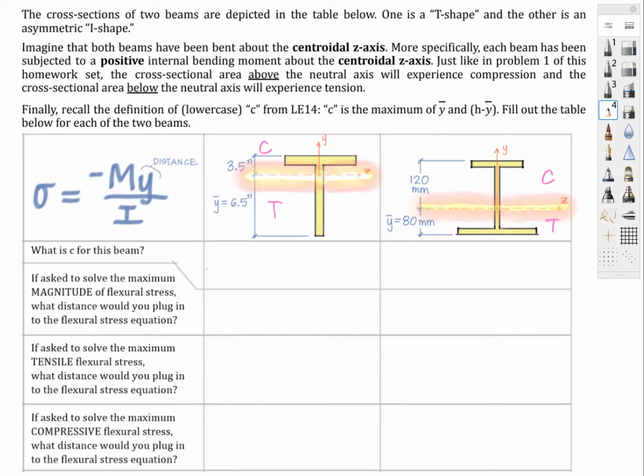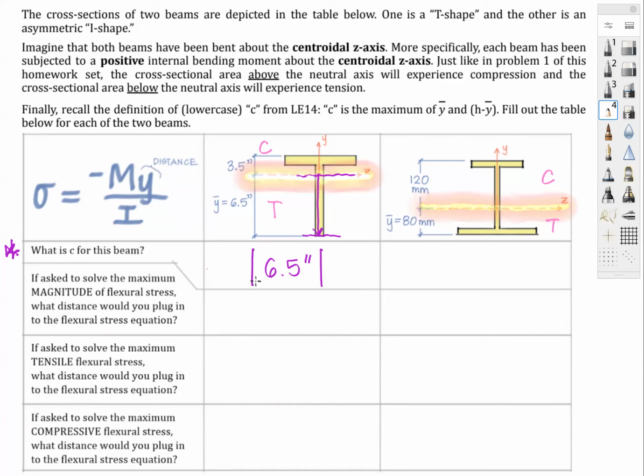So let's fill out the first row of the table first. It says, what is c for this beam? So what I want to do is start here at the centroidal axis, and I want to go as far away as I can, which is 6.5 inches to the extreme fiber, the bottom fiber. So we have a distance of 6.5 inches, and it's just a magnitude, right? So if you just write 6.5, that's okay. I feel like the absolute value signs maybe emphasize that, but we just want to go the maximum distance, be it positive or negative, to get to the extreme fiber.